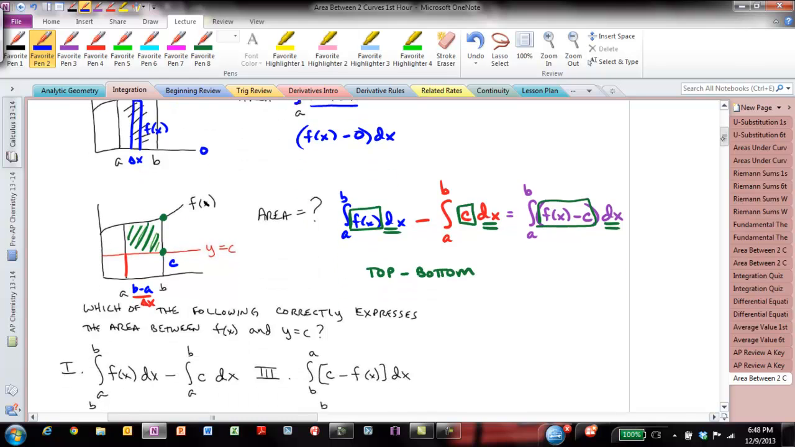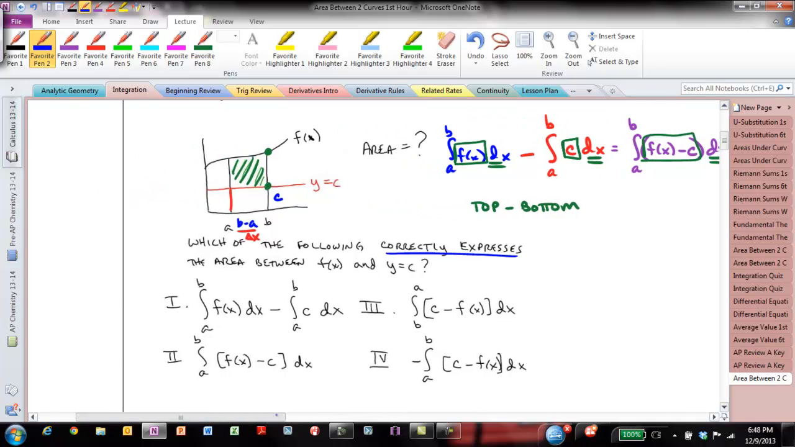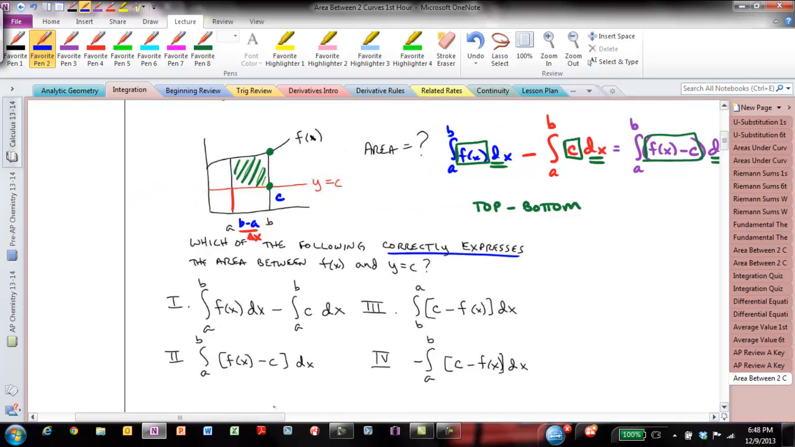So then we're going to look down, just a multiple choice, and look at these possible integrals and see which of them will correctly express the area between f of x and c, that green shaded area. We're going to go one by one to see if they work or not, and I'll put a check mark next to it if it works and an X if it doesn't. So if we look at number 1, that is exactly what we wrote up here for the area. That first integral is a to b of f of x dx minus a to b of c dx. That is the whole area minus the little rectangle. That works.